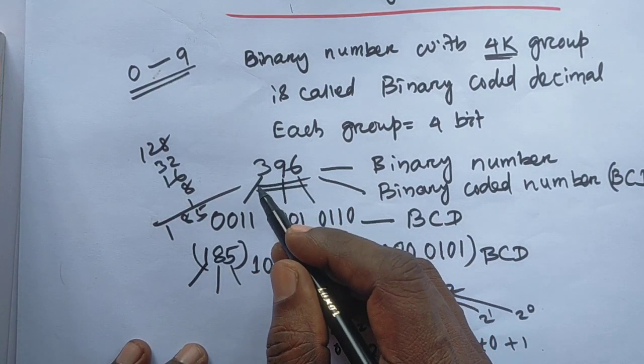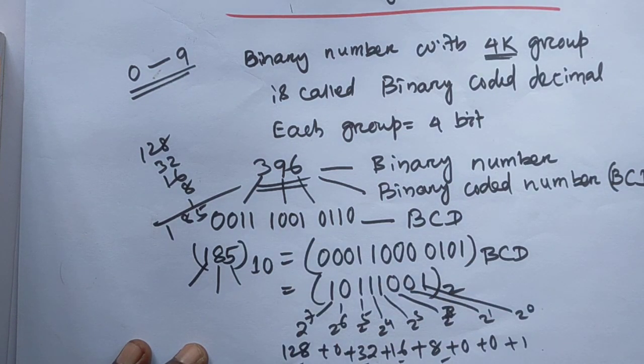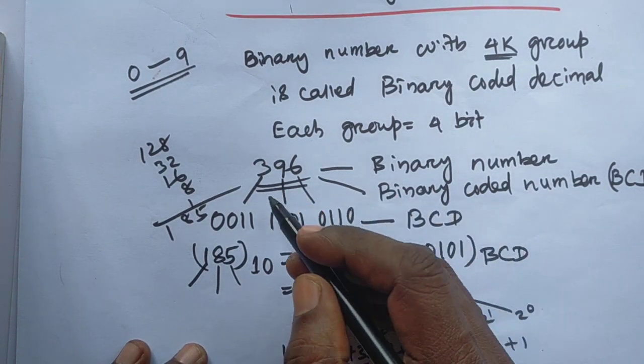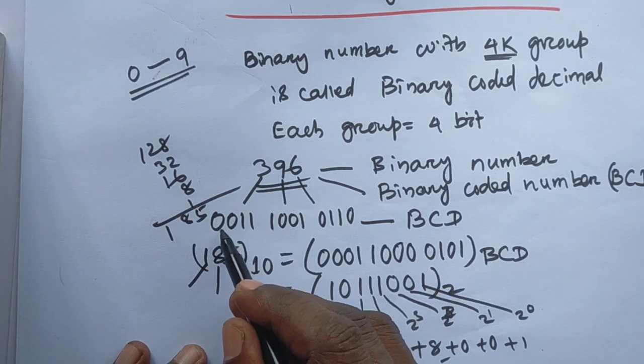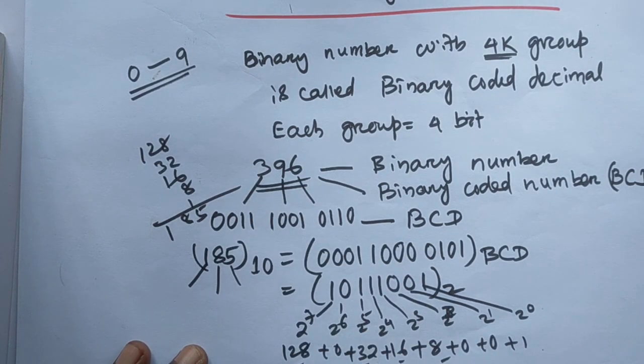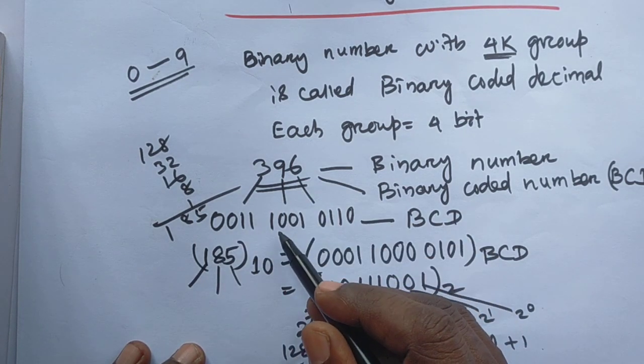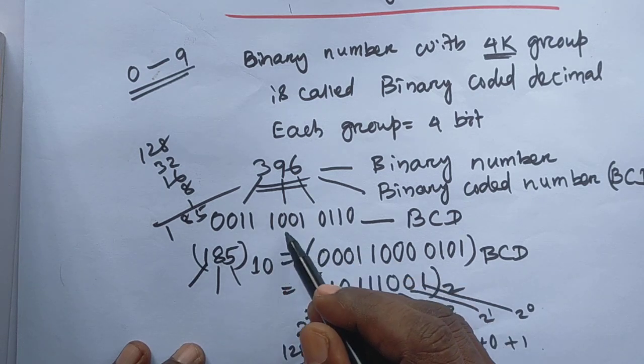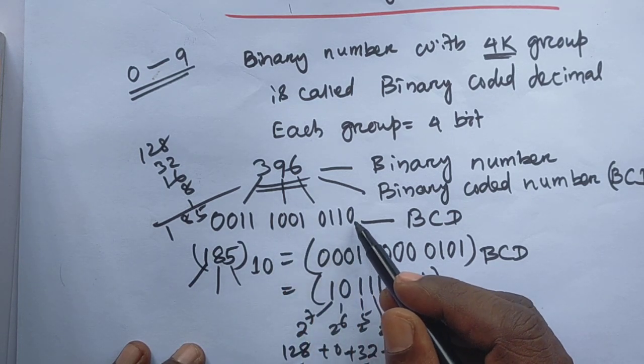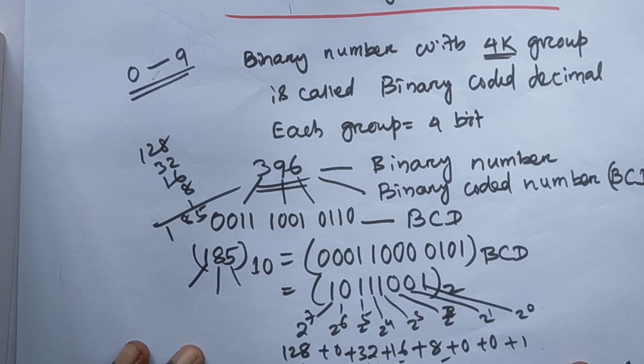That means each digit is converted to binary form with 4 bits. Each number is converted to a 4-bit binary number. So here we consider 4 bits. Converting 3, that means 0011. 3 is actually 11, but we always need 4 bits. Always we will consider 4 bits each. This is the concept of BCD. So for 3 we get 0011. For 9, what will we take? 1001, 4 bits. And 0110 for 6. Like this, the 4-bit binary form can be considered for individual digits.